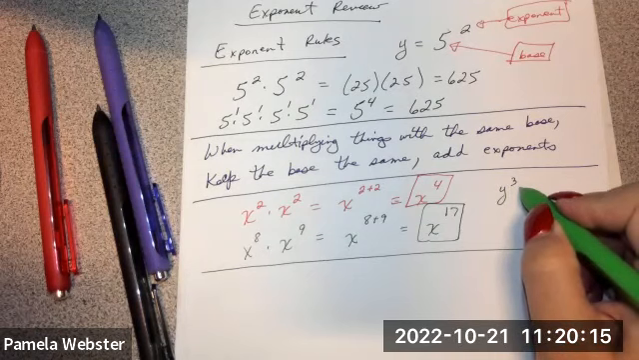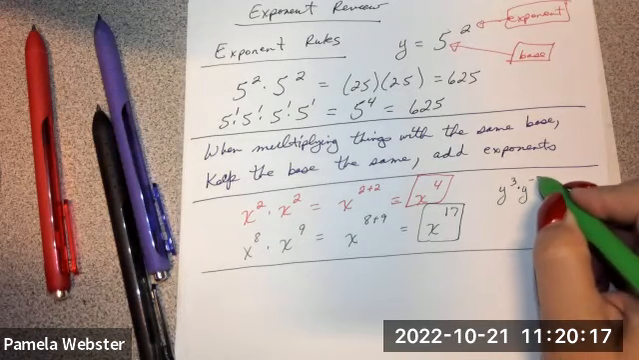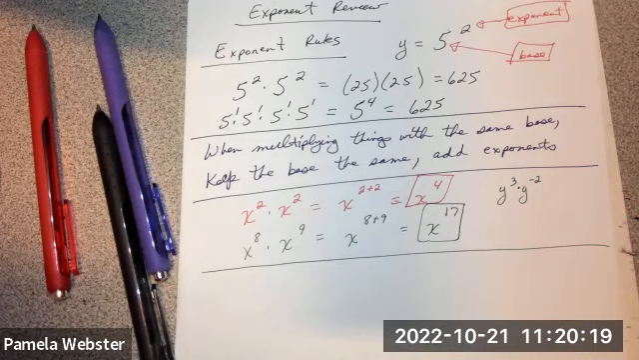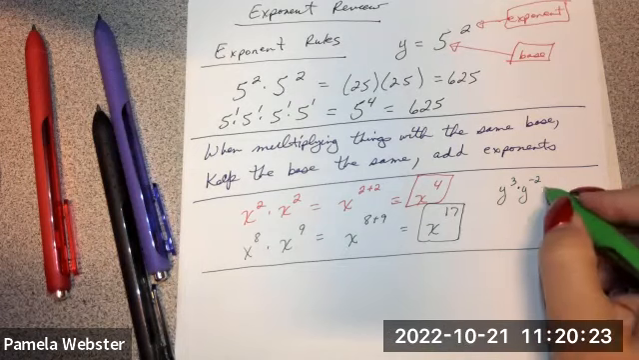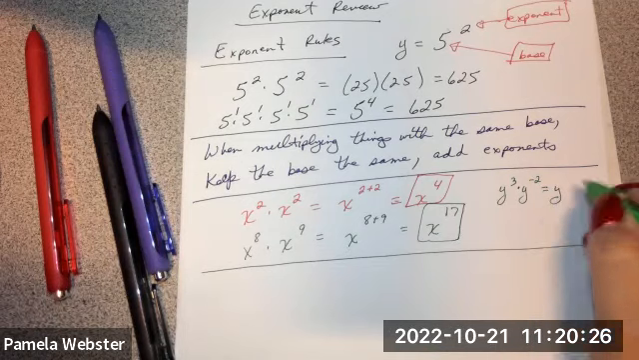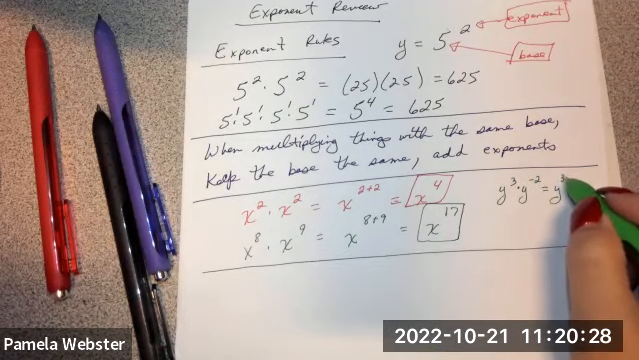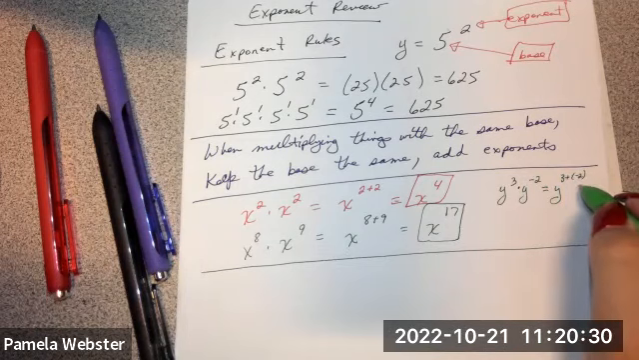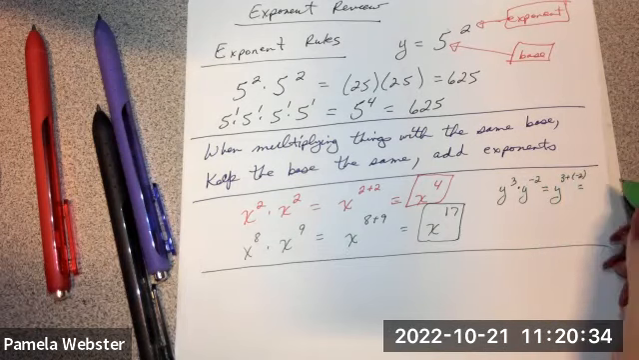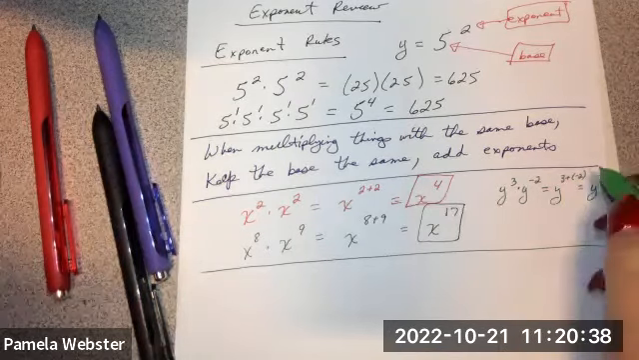Let's try this one. Y to the third times y to the -2. We're multiplying the same base, but one of the exponents is negative. So that would be y to the, add your exponents, 3 plus -2. Well, what is 3 plus -2? Well, that's 3 minus 2, and that's just y to the first, or just a y, right?